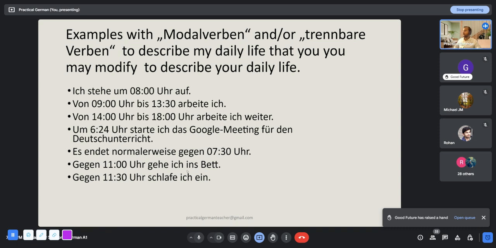You look at this sentence, the second last: Gegen 11 Uhr gehe ich ins Bett. At around 11, I go to bed.